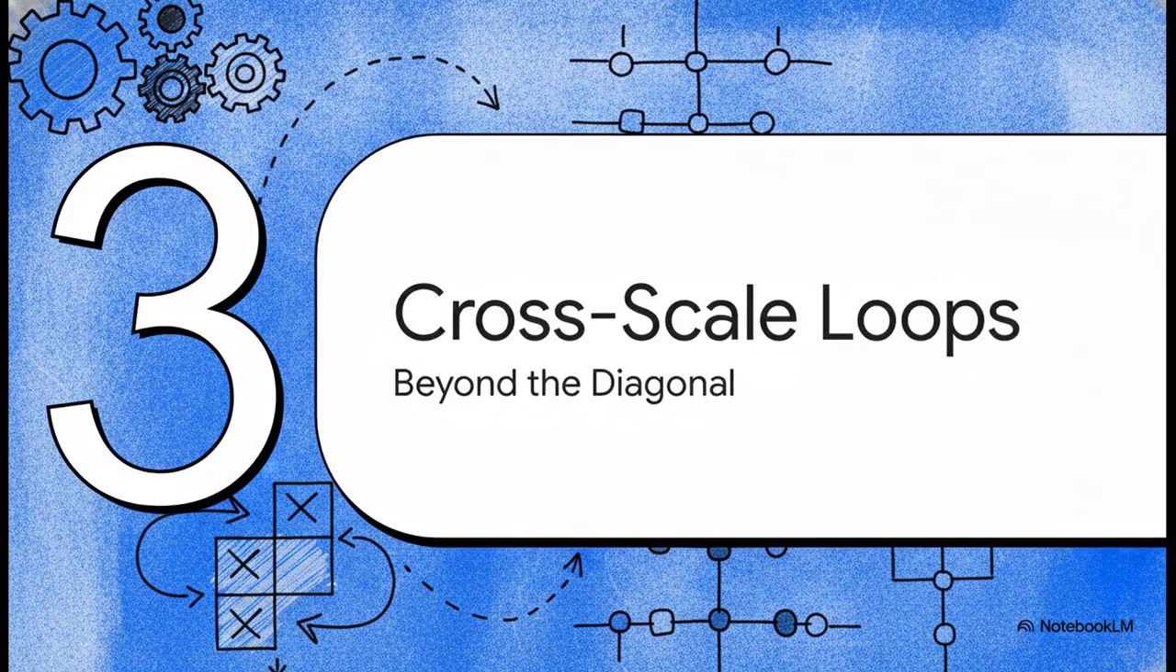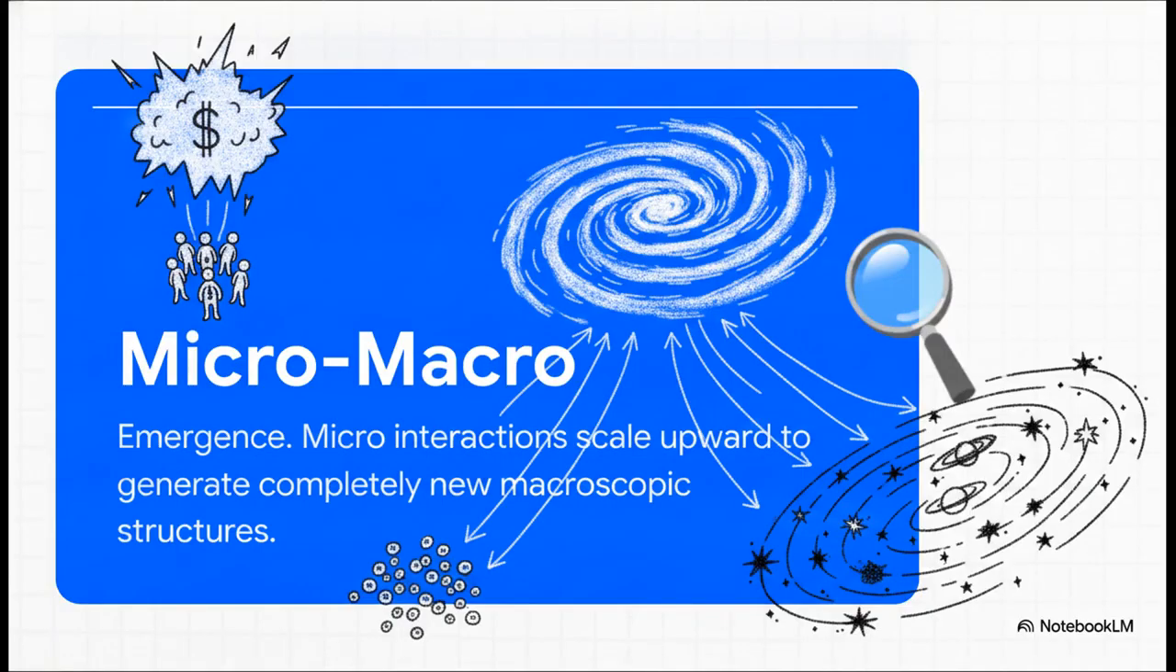Which brings us to Section 3, the missing cross-scale loops beyond the diagonal. Okay, let's look at the off-diagonal. The top right quadrant is micro-macro emergence. This is all about bottom-up causation. It analyzes how microscopic interactions scale upward to generate completely new macroscopic structures, things you could never predict just by looking at the parts alone.